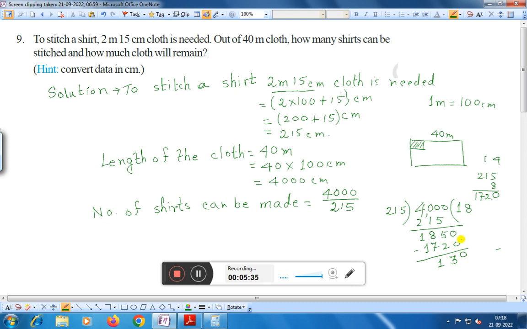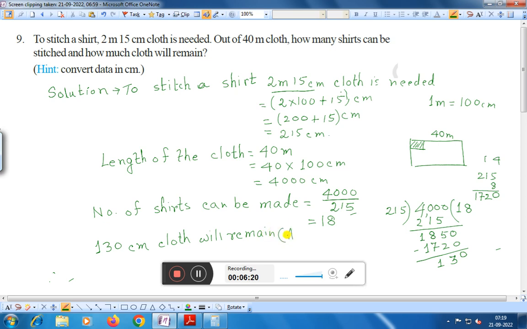That means number of shirts that can be made is 18. And the remainder is how much? 130. That means how much cloth will remain? That means 130 centimeter cloth will remain. That is the answer.